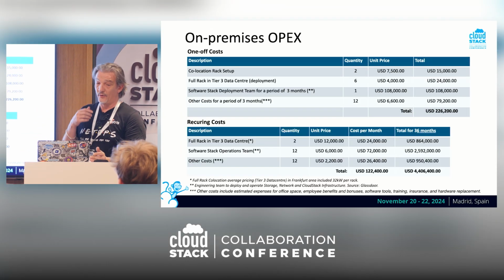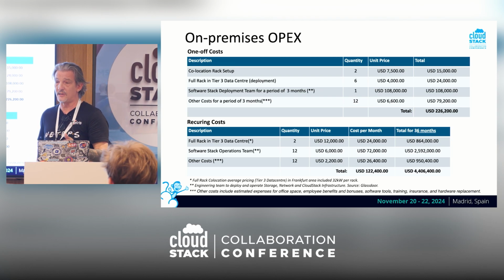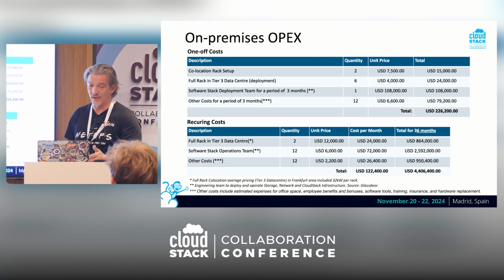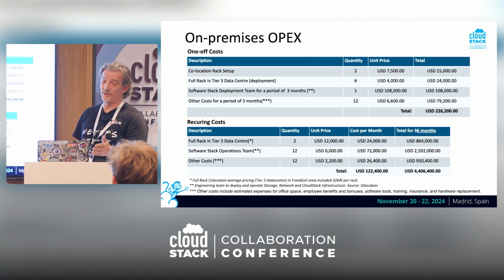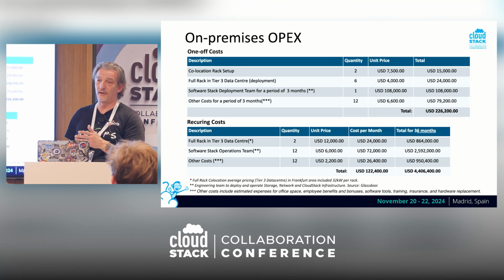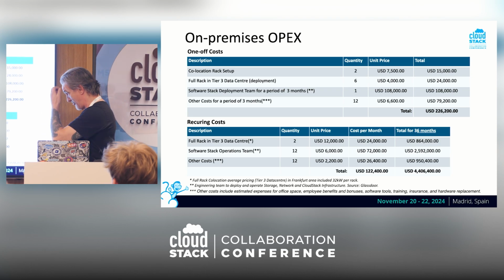And you have as well the on-premise OPEX. So one-off costs are about 226,000 US dollars, and you need to consider recurring costs of about 122,000 per month, and 4,400,000 US dollars total for 36 months.